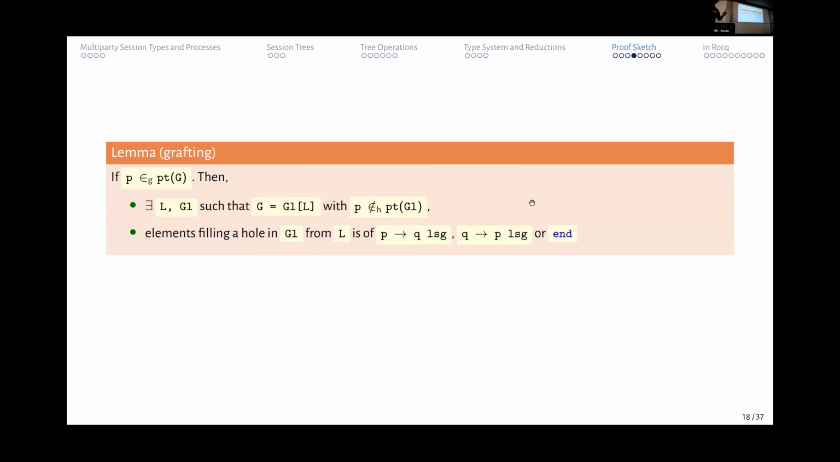This brings us to the first lemma, which is essentially what I just said: if you have a participant that's part of the global type tree, then you can find a finite prefix that doesn't contain that participant, but every hole that it fills starts with that participant. So the idea is that it locates exactly where the reduction happens.